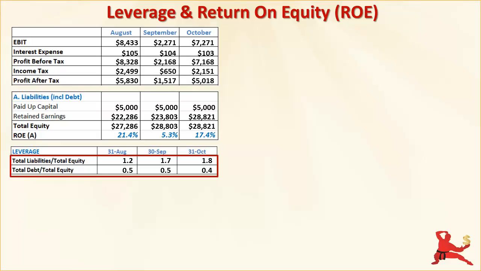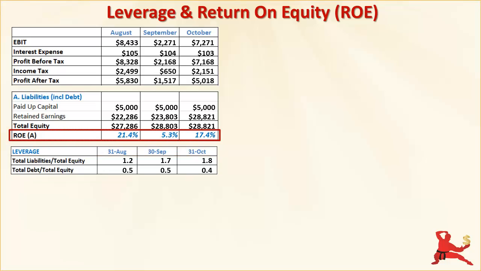Debt to equity ratio is much lower at 0.5 in August and slightly lower by October. So debt is a relatively lower and reducing proportion of our total liabilities. And that's to be expected as we are paying off the loan each month. Return on equity dropped to 5.3% in September because of the sharp drop in margins, which wasn't sufficiently offset by sales volumes.